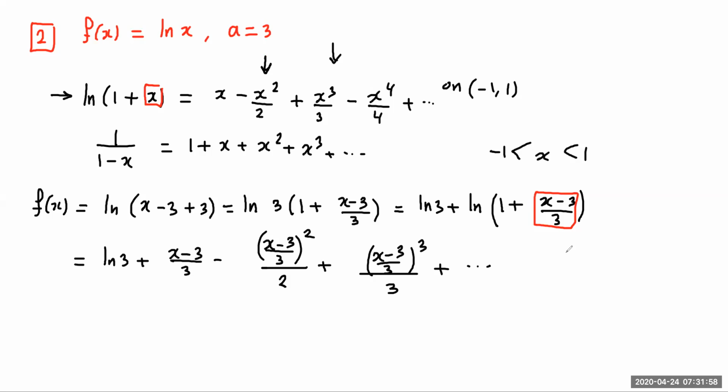So this exists if the term (x minus 3) over 3 is between minus 1 and 1. So x minus 3 is between 3 and minus 3. Let's add 3 to all sides. So x is between 0 and 6. So this is a Taylor series of the function about 3.